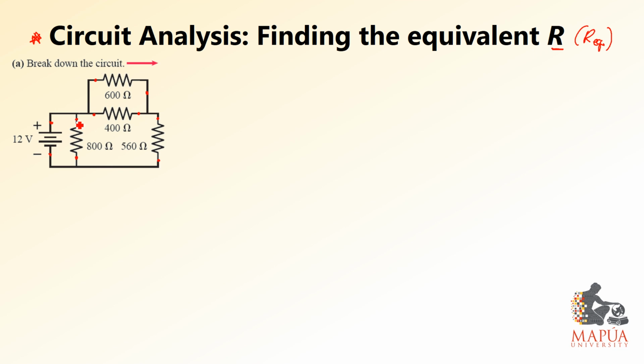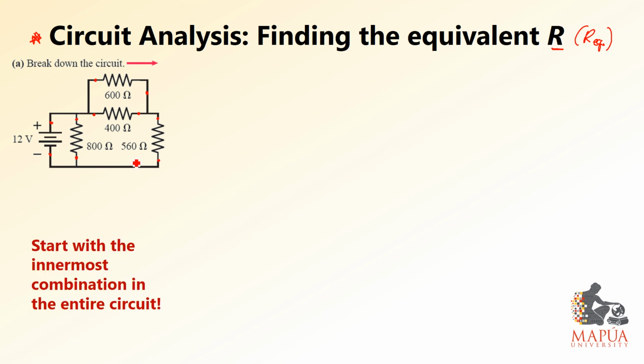So in this case, if we're going to have this circuit, which is a combination of series and parallel, what we're going to do is break down the circuit by starting with the innermost combination of the entire circuit. And when we analyze this, we have the following. For example, this terminal of the 800 ohm resistor is connected here and is connected here. So this part is parallel to each other.